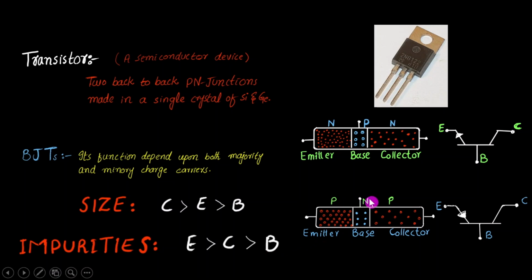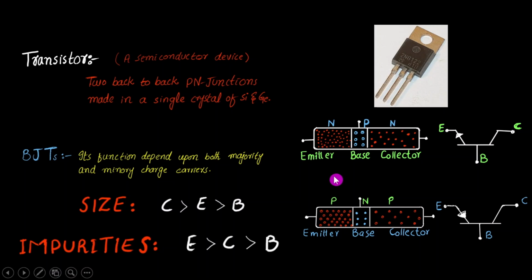So from here we conclude that the base is less doped and has small size, and the collector has large size and is less doped as compared to the emitter. Okay, the emitter has less size as compared to the collector, and is highly doped. It consists of more impurities.